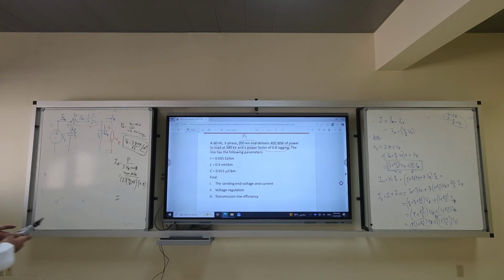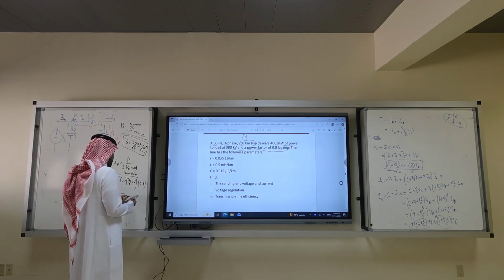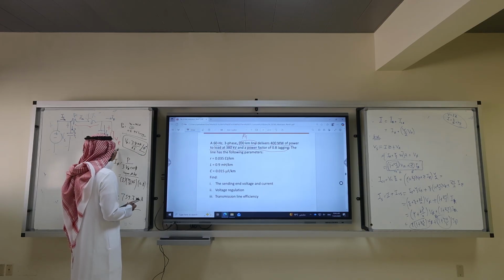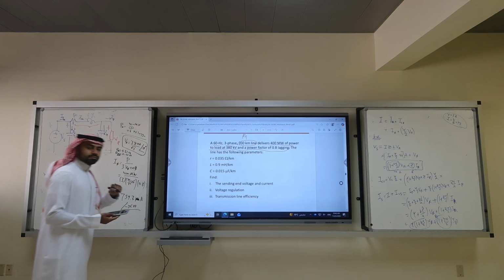Angle minus 36.9. That is correct. So 7, I'd say 759.7. Then it is amp at an angle of minus 36.87. Why? Because theta V is plus 36.87, theta I is 0 minus 36.87. Actually, this is theta IR, to be specific.